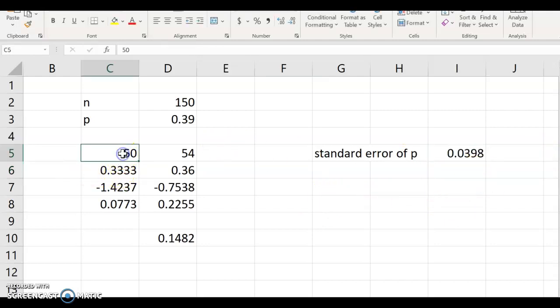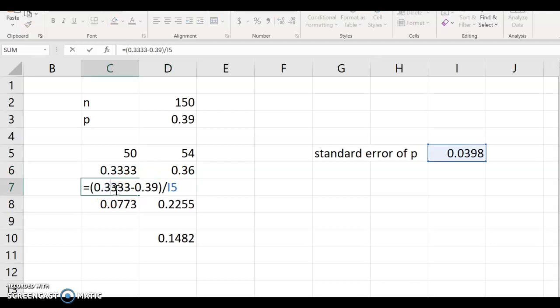So now we can do our z-scores, but we have to change these to proportions. So you're going to do 50 divided by 150, which is our sample, and then 54 divided by 150. So here are our sample proportions, rounded to 4 decimal places. Then you want to take the sample proportion 0.3333 minus the population proportion 0.39 and divide by the standard error of your proportion, which is 0.0398.